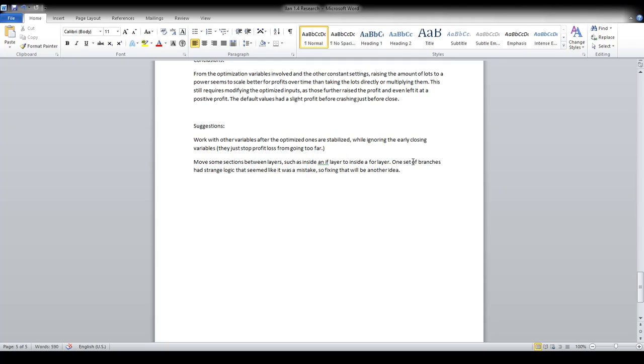And the next part is to move some sections between layers, such as inside an if layer to inside a for layer. Some sets of branches have odd logic that seems like they should be skipping a step, but since they're at the same level as the one that's skipping them, it still goes through others that it shouldn't. So that's going to be part of the code revision to see if doing so will improve the performance.